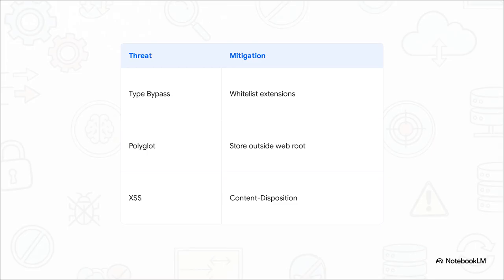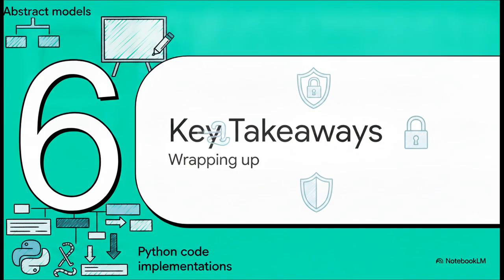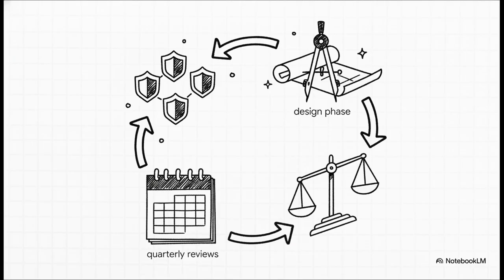Just like that, a 15-minute whiteboard session saved us from 3 critical production vulnerabilities. Finally, Section 6, key takeaways. Let's wrap this up. We've gone from abstract models all the way down to specific Python code. So what's the big takeaway?